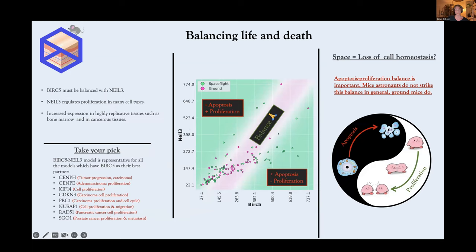And the model that comes out of this is basically a gene where we can see that the wild type ground mice are in an apoptosis proliferation balance. And you can basically swap the partner gene for any of these proliferation and tumor progression genes. And this leads us to the conclusion that space looks like it's a loss of cell homeostasis, at least in the skin. And these mice astronauts did not have this balance while the ground mice did.